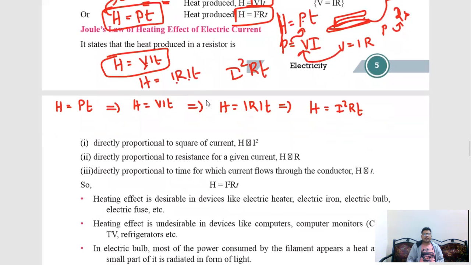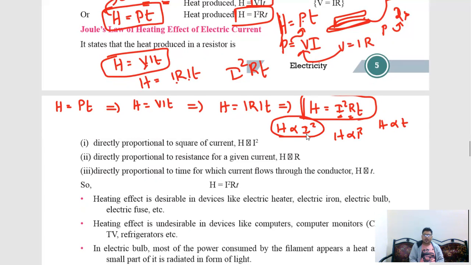Now Joule's law of heating. What is Joule's law of heating? Heat is directly proportional to the square of the current. So from this formula, what can we get? I, R, T, three are there, right? H is directly proportional to I square, H is directly proportional to R, H is directly proportional to T. So heat is directly proportional to current. If you are sending more current, more heat is produced.